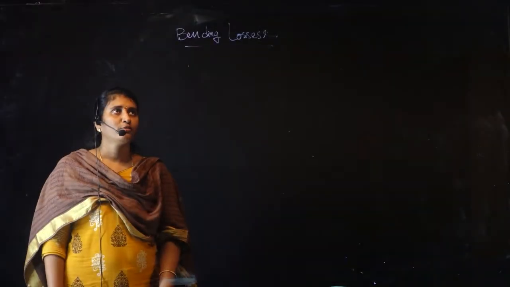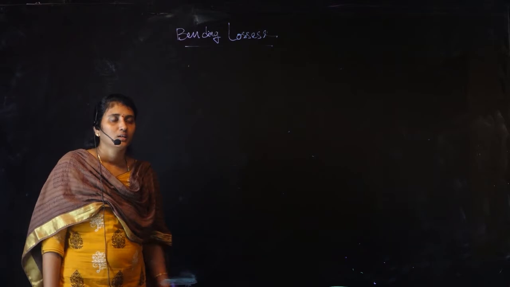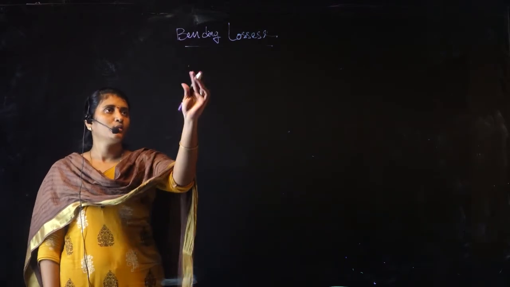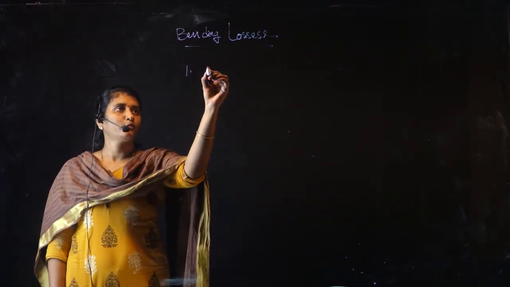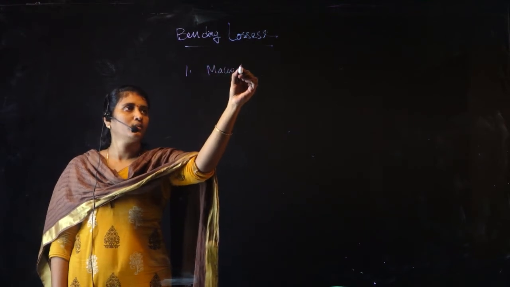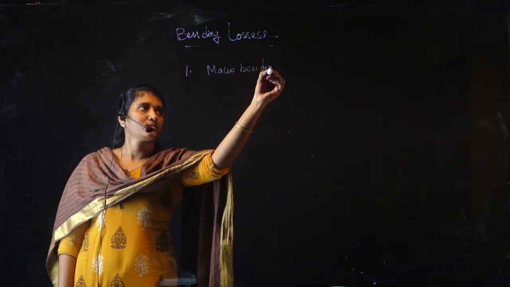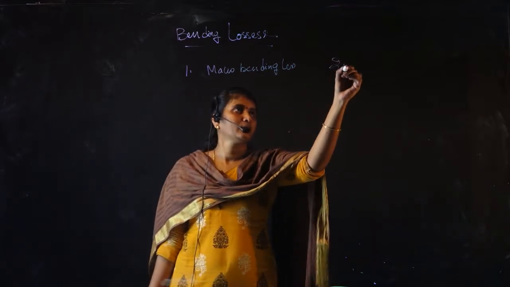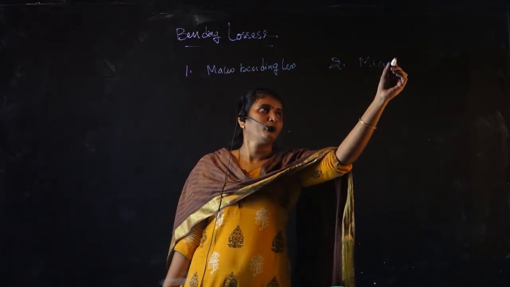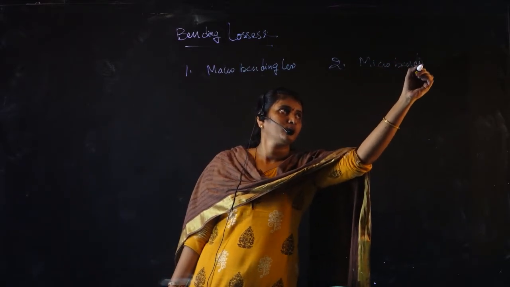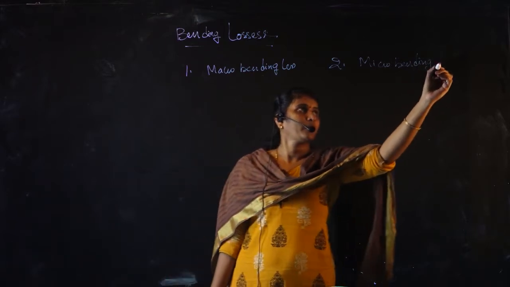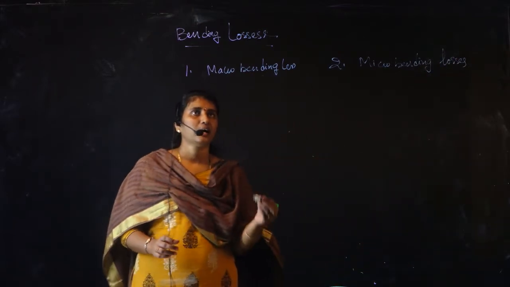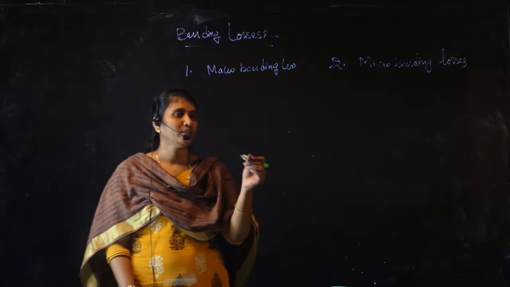The next type of losses which will lead to attenuation is bending losses. These bending losses are of two types: macro bending losses, and the second type is micro bending losses. Now we will see how this macro bending and micro bending will be.